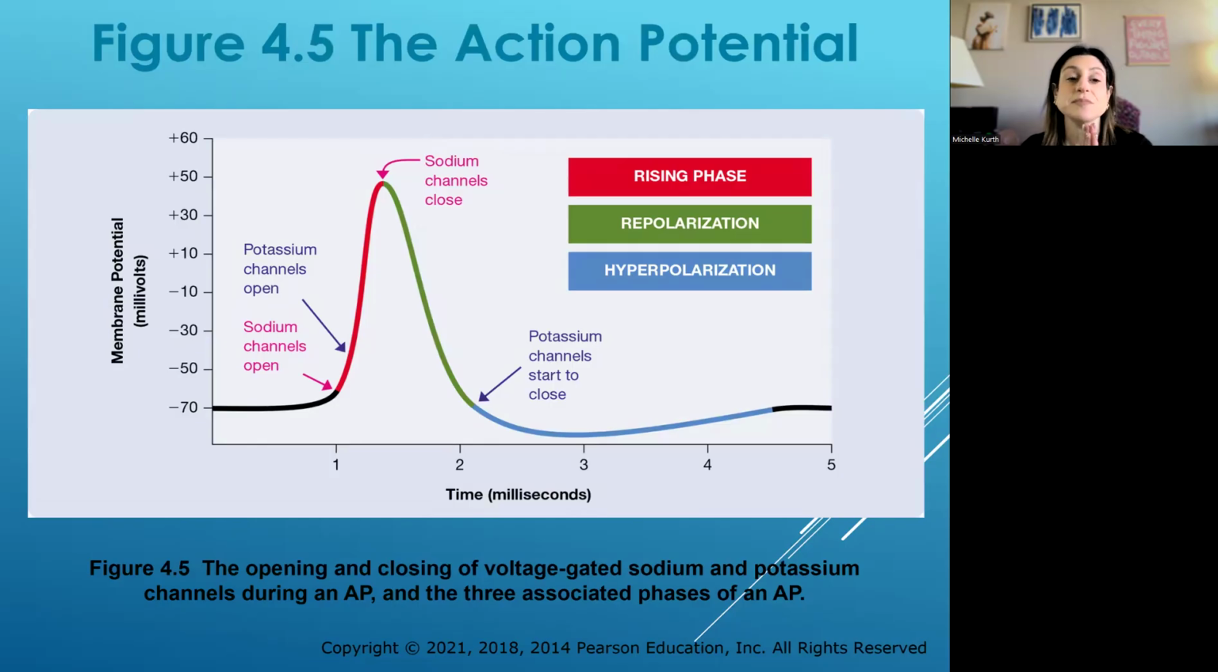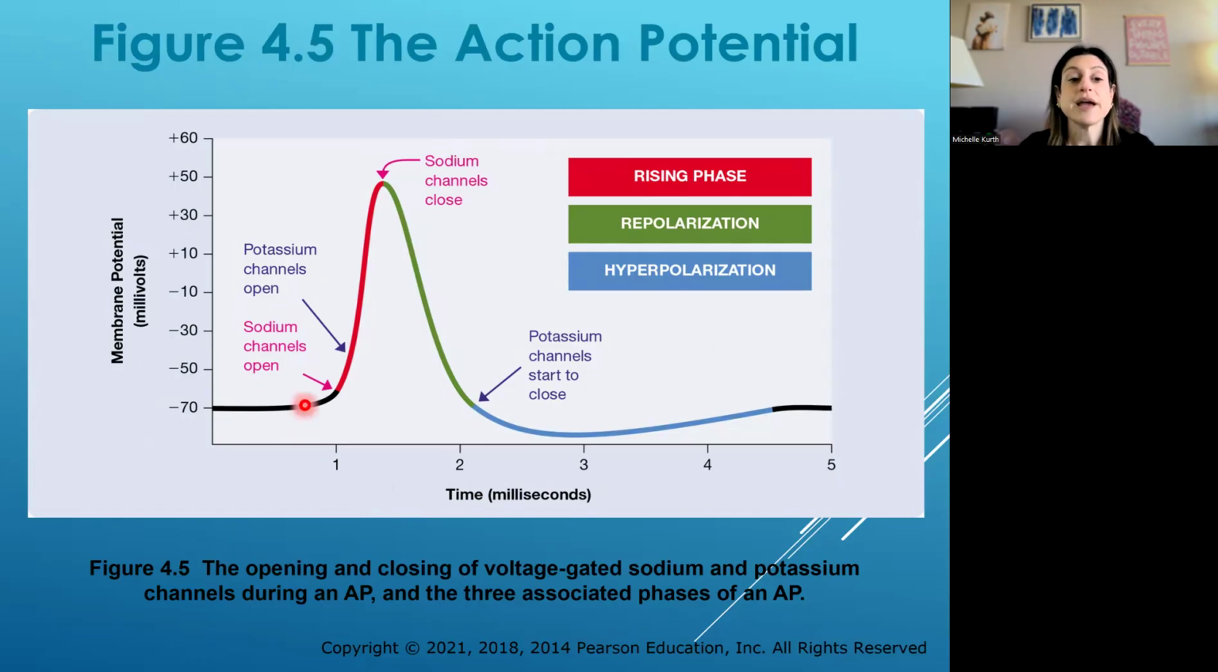Now, here's the action potential in full. This is a figure, and this graph shows how the electrical charge inside the neuron changes over just a few milliseconds. We'll break it down step by step. The neuron starts off at rest, and that flat line is at -70 millivolts. Think of this as the neuron's "ready but waiting" state. I'm ready, but I'm waiting.